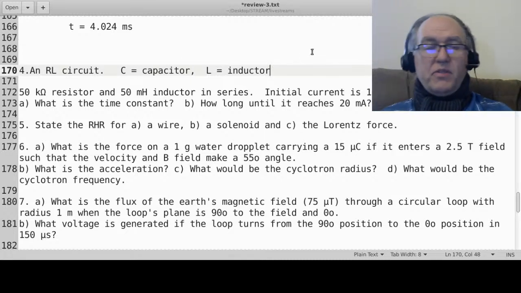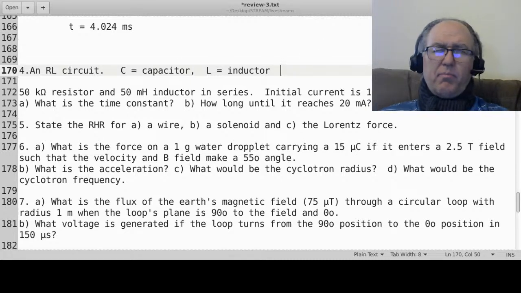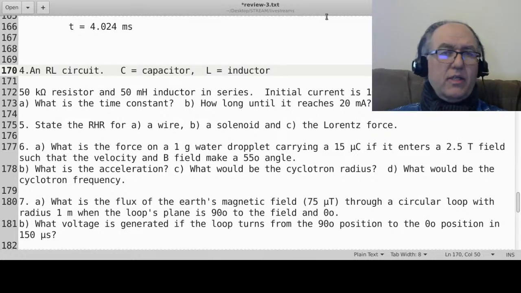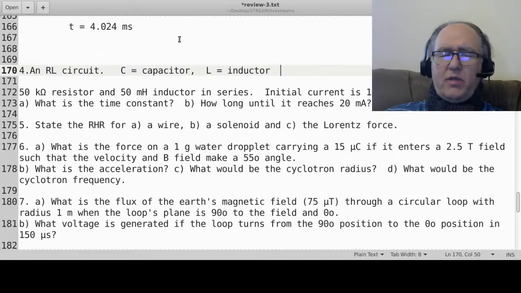And inductors are a bit confusing. Okay, people tend to understand what a capacitor does. It just stores charge. Okay, but what does an inductor do? Like, what's its purpose? I mean, you can make it out of a solenoid. We'll see that in a minute when we do magnetism. But what does it do in a circuit?